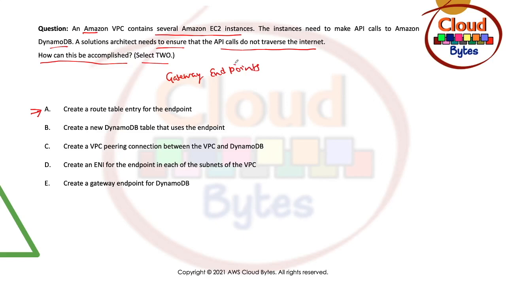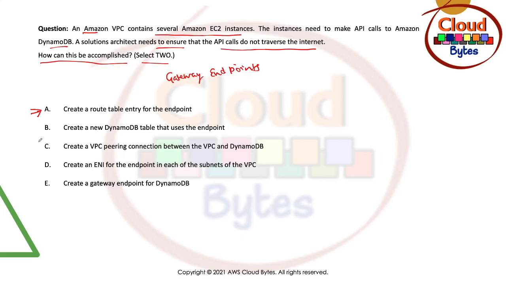Now, using a gateway endpoint, you can create an endpoint and attach it to the VPC. You can attach a policy that allows you to access the service and then specify that information in the route table, which creates a route from your VPC to these services. So creating a route table entry for the endpoint looks like a good option.